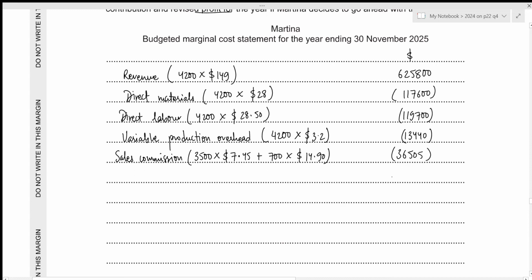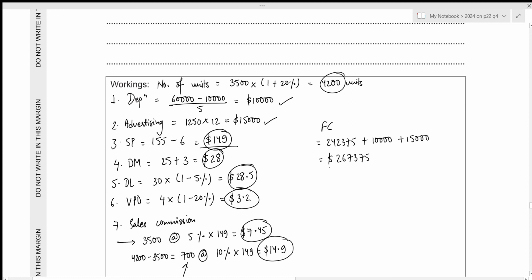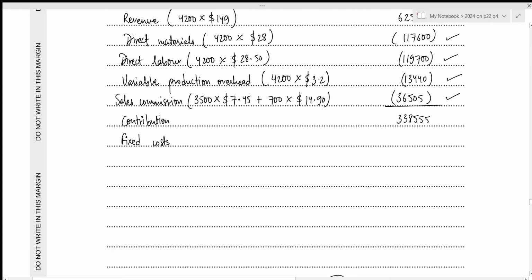Now we have included all of the variable costs, after which we need to calculate our contribution. So the contribution is 625,800 minus 117,600 minus 119,700 minus 13,440 minus 36,505, which results in the value of 338,555. Now from the contribution, we just need to subtract our fixed costs. Again, we've already calculated the new fixed cost, which is 267,375.